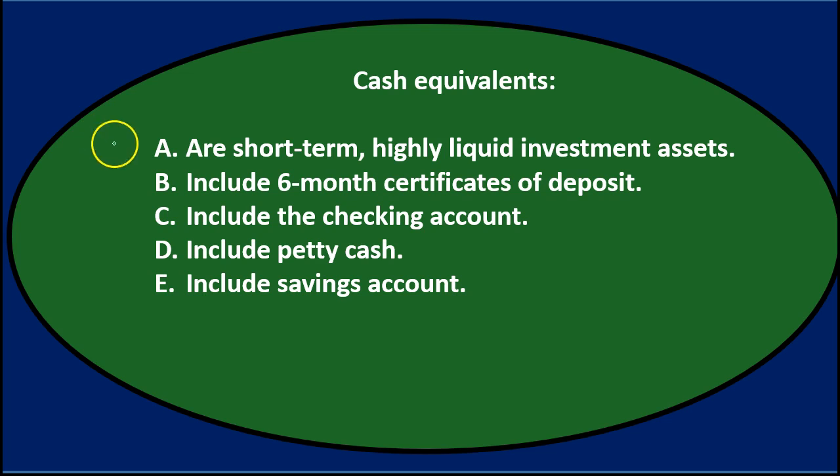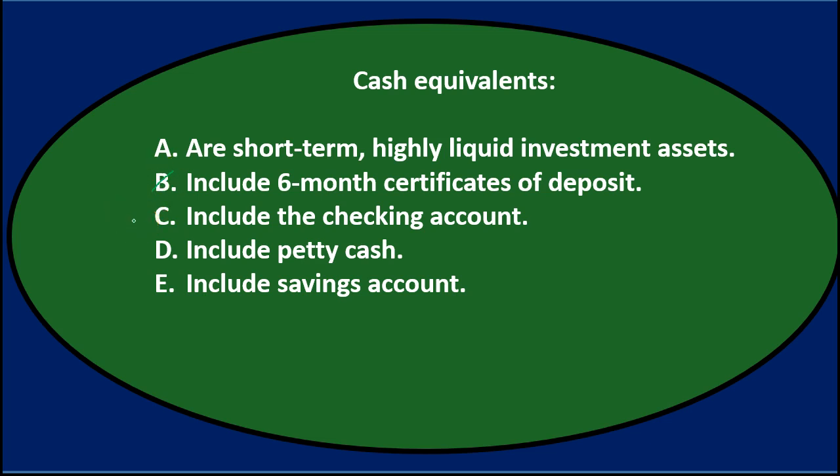That sounds pretty good. B says include 6-month certificates of deposit. Now, cash equivalents have to be really liquid. They're really close to cash. If we're going to have a 6-month certificate, probably not short enough. It'd have to be less than like 3 months to be considered, I would think, for a cash equivalent. So I don't think that's going to be liquid enough.